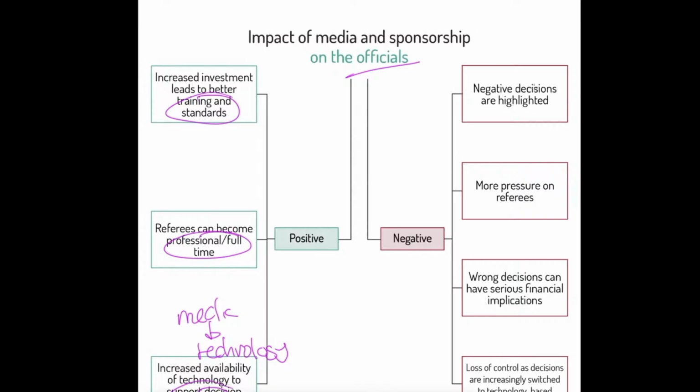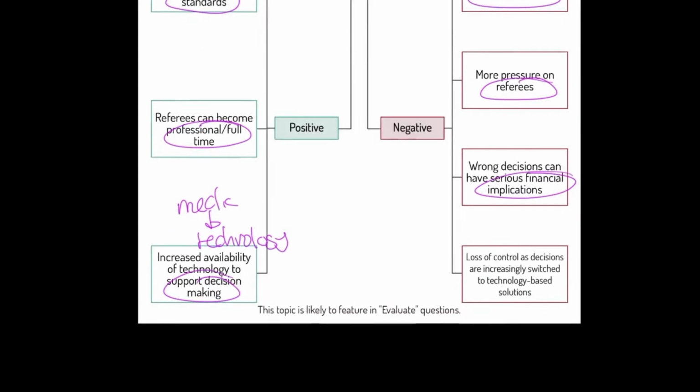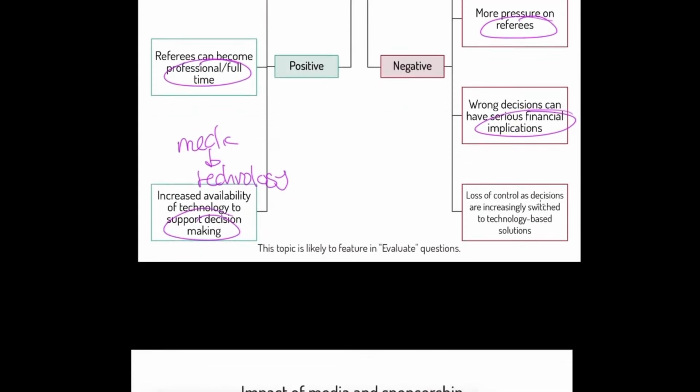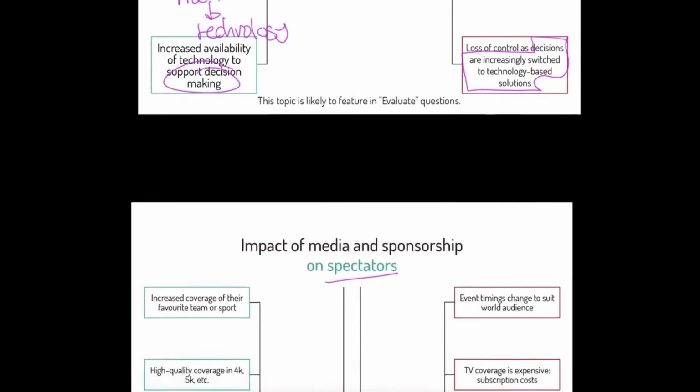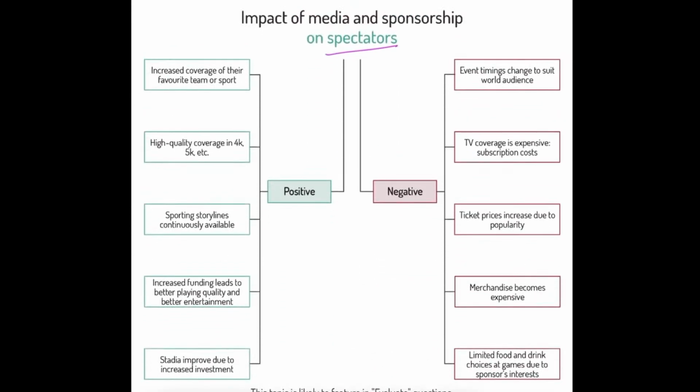Negative decisions are highlighted for referees. So if a referee makes a mess, that's going to get shown and they get criticised. They get more pressure on them as a result. Wrong decisions can have serious financial and personal implications, and loss of control of decisions are increasingly switched to technology. So that's that tradition point again. Referees and umpires become less and less relevant because the technology through the media company becomes more.